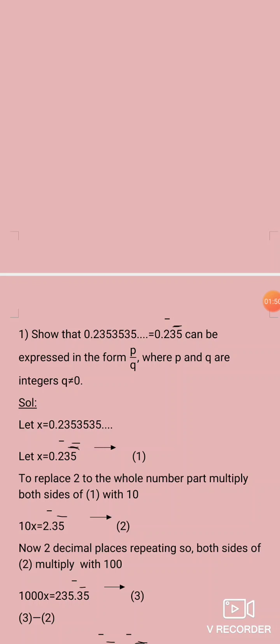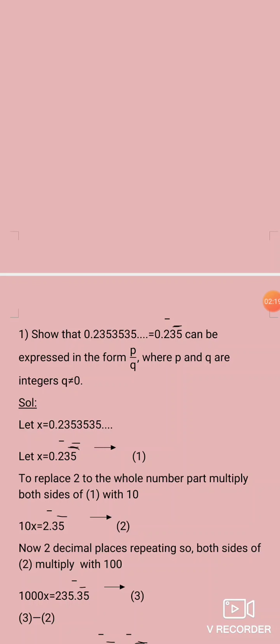Now, two decimal places are repeating, that is 3, 5. So, both sides of equation number 2 we need to multiply by 100 to bring 235 to the whole number part. So, 10x into 100 becomes what? 1000x is equal to 2.35 into 100, which is equal to 235.35 bar. That is equation number 3.